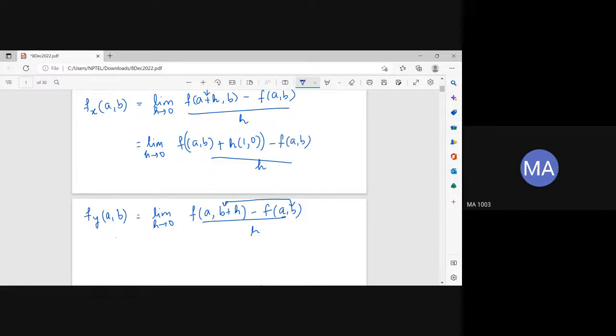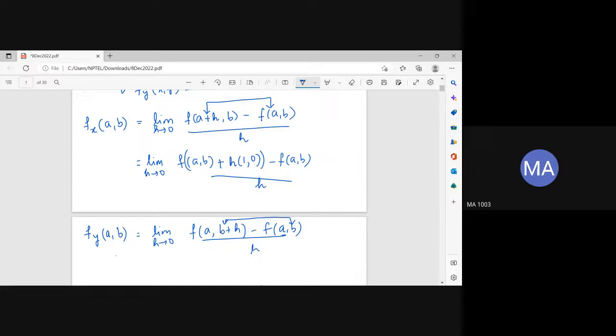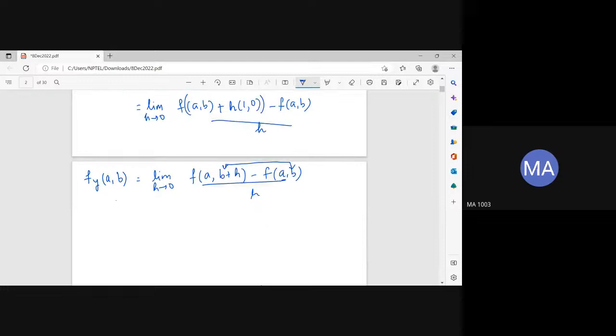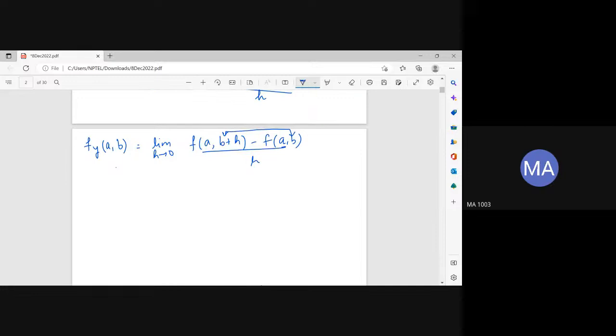So as someone pointed out, partial derivatives can be easily computed by keeping all the other variables constant. So if I want to calculate fx, the partial derivative with respect to x, I will keep all the other variables constant and differentiate with respect to x, the usual derivative. And for fy, we'll keep all the other variables constant and find the usual derivative with respect to y alone. We will treat it as a function of y and then differentiate it with respect to y. Fine?